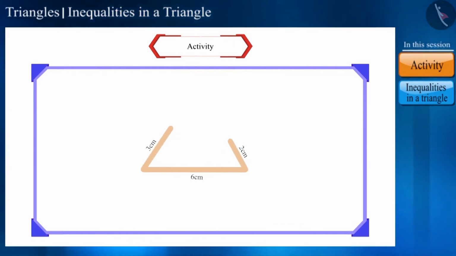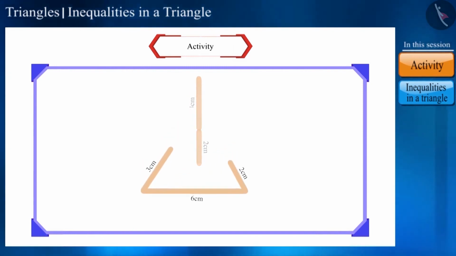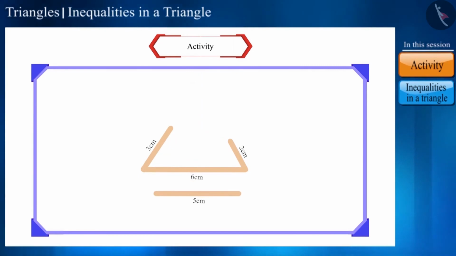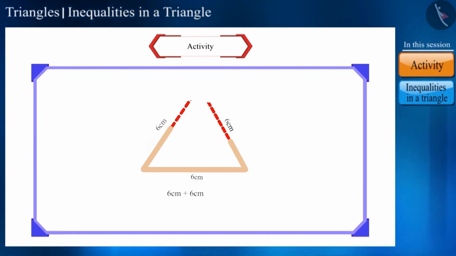Now let's do one thing. If we add the 2 wooden sticks of length 2 cm and 3 cm, they will have a full length of 5 cm, which is less than the base or the third side with a length of 6 cm. And that is why it is impossible to construct a triangle with these lengths. The construction of a triangle is possible only if the sum of the lengths of any 2 sides of a triangle is greater than the length of the third side.